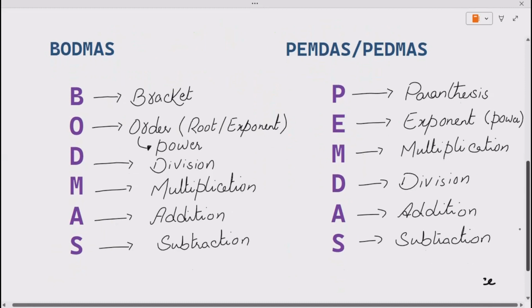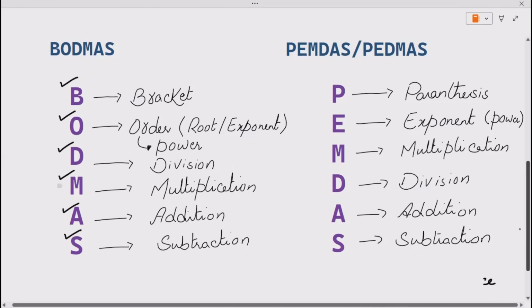The first rule is BODMAS. BODMAS says whenever you are solving any arithmetic equation or expression, you have to solve brackets first if they are present in the expression. After the brackets, you have to solve exponents, i.e. orders, i.e. powers, if they are present. After that, you have to do division, multiplication, addition, and subtraction operations in that order.